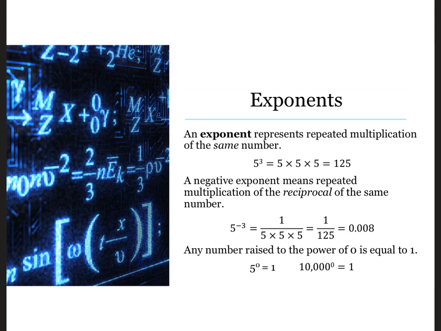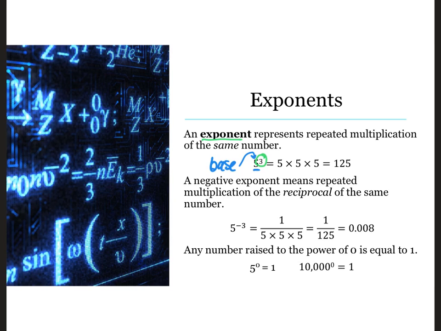Let's begin. An exponent tells us a number is being multiplied by itself. For example, 5 cubed means that we are multiplying 5 by itself 3 times to get 125. Here, the number 5 is the base, and the number 3 is the exponent.